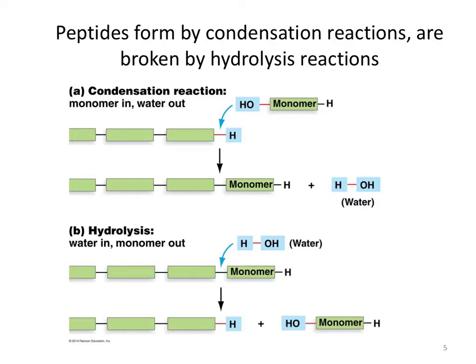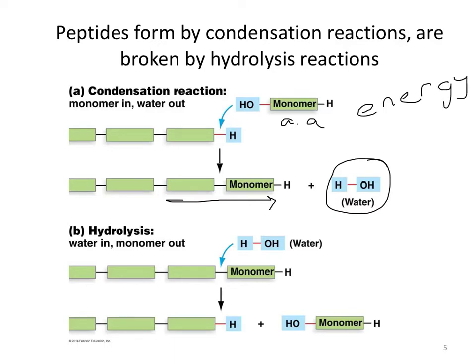So on the top we have a condensation reaction. The monomer, which is an amino acid, is being added to this particular region, and the result is the addition of an amino acid to this growing peptide chain and the release of a water molecule. So this is an energy requiring reaction.